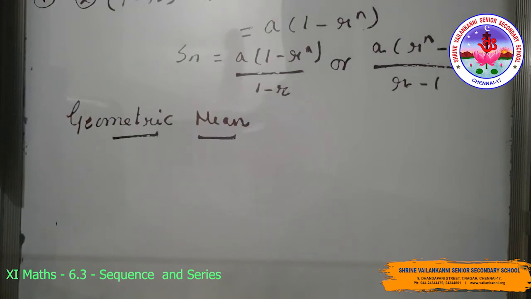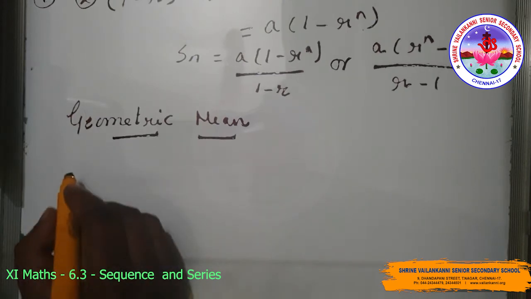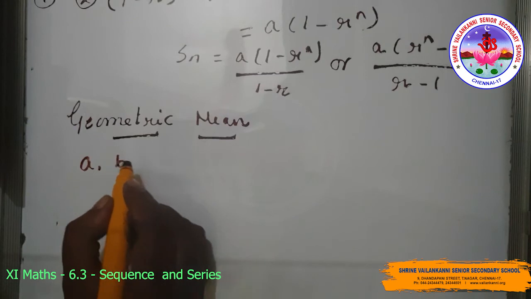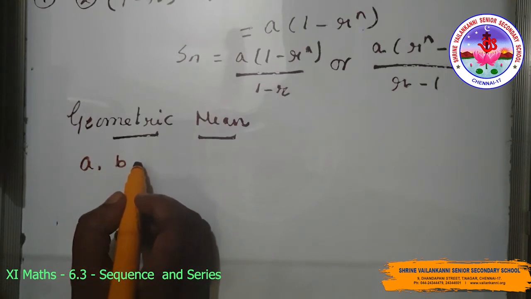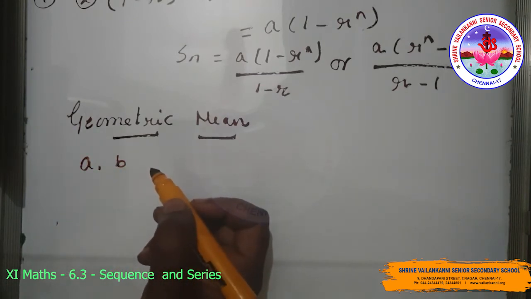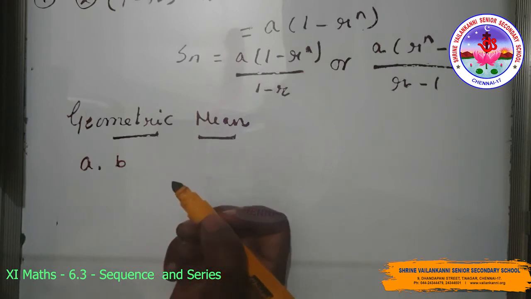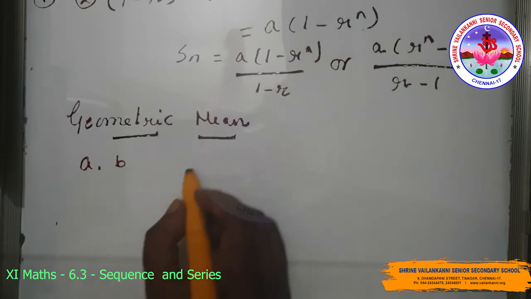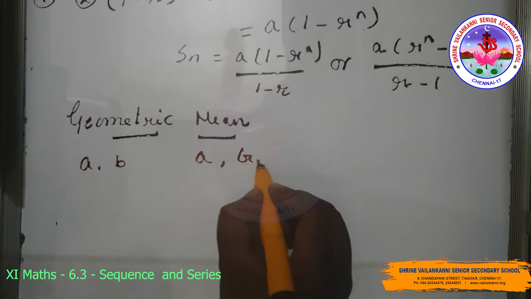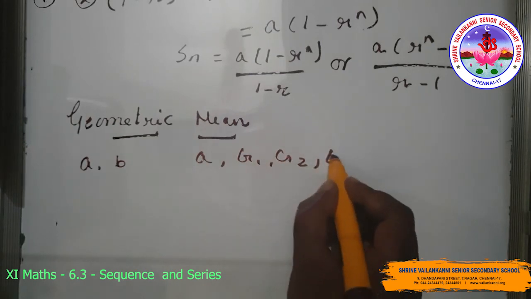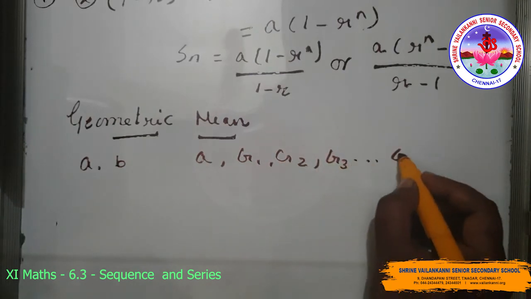For example, the geometric mean of 2 and 8 is 4. Given any two positive numbers A and B, we can insert as many numbers between them to make the resulting sequence in a GP. That is A, G1, G2, G3, etc., Gn.